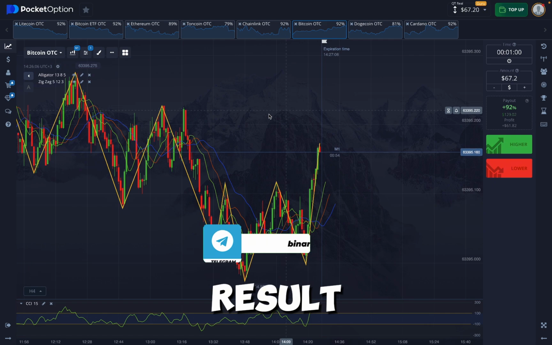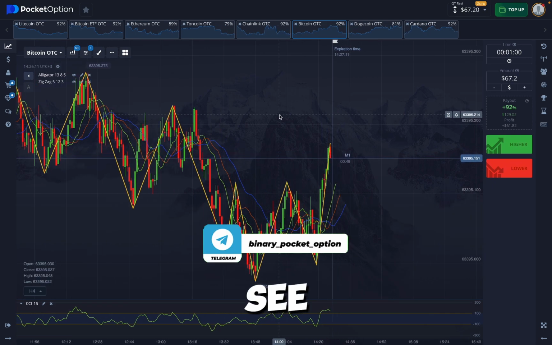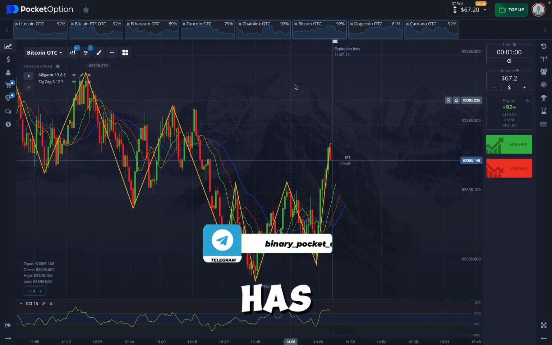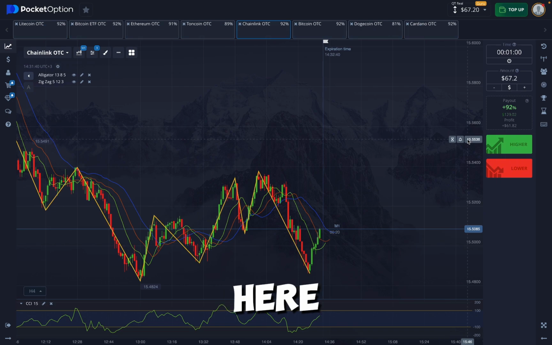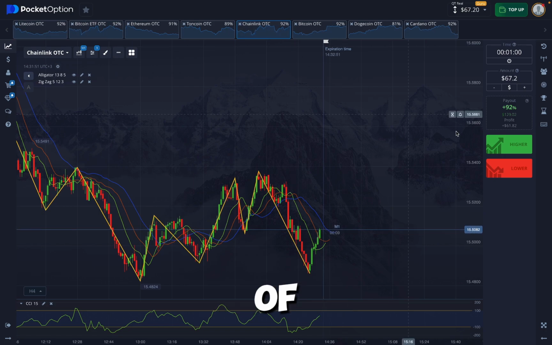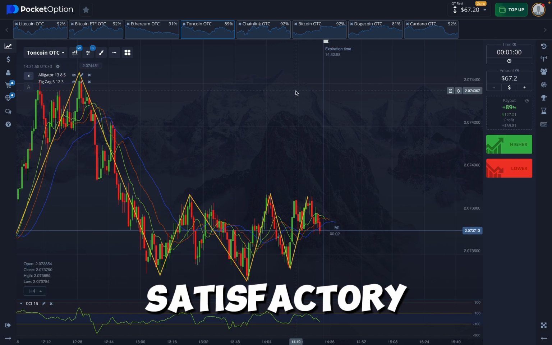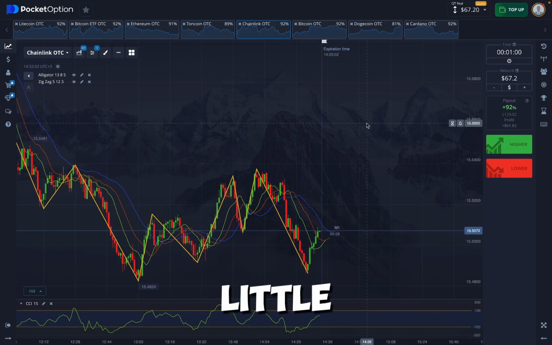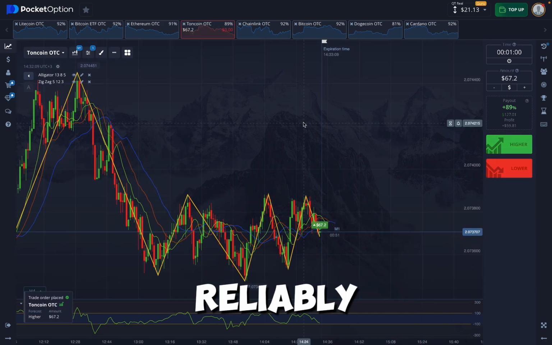Let's see the result of the second open position. And as you can see, the second trade has worked out successfully. It was quite a difficult entry here, yes, but in general, I managed it. I will change the amount of values of the trade and probably put the maximum to get a more satisfactory profit. I will take a little risk and try to pick the next trade more qualitatively and reliably.